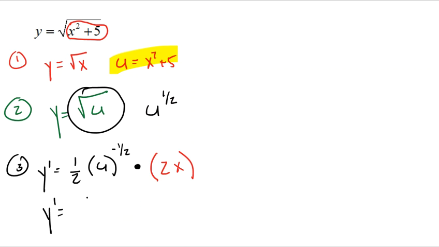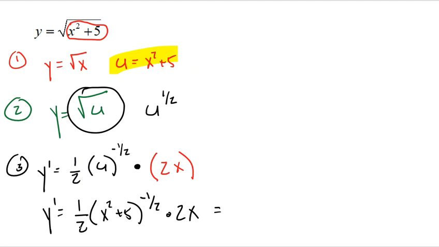What I'm going to do now is first replace u with what u equals, right? I want the derivative with respect to x. I don't want a u in there. So remember, u is x squared plus 5. So I'm just going to put x squared plus 5 in there for u, raised to the negative 1/2, times 2x. Now I got to do some algebra to clean up my answer. This is the official answer. That is the derivative, but I got to clean it up.